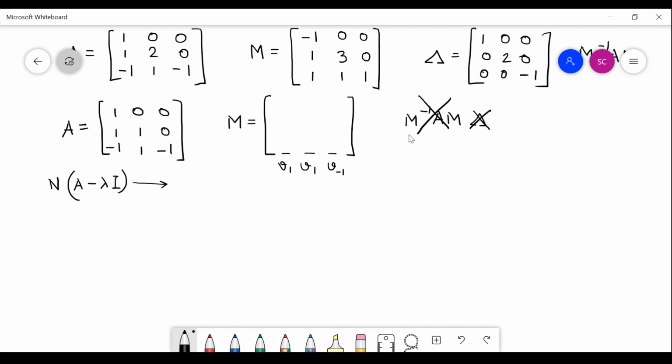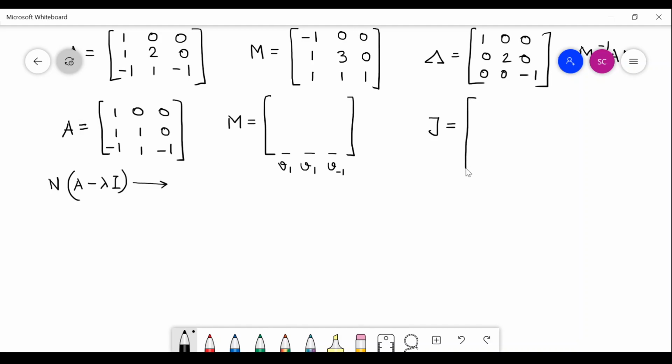A diagonal matrix will not be able to be formed because you were not able to construct a modal matrix. So is there any way out? Is there any way out? So yeah, there is a way out, and you might know that when we are not able to diagonalize a matrix, then we can always do something, which is take the matrix to Jordan form.